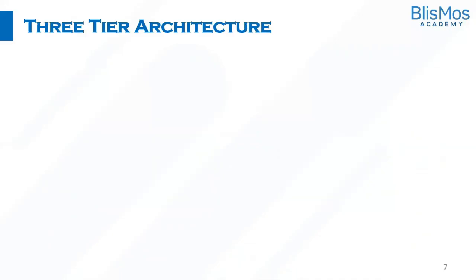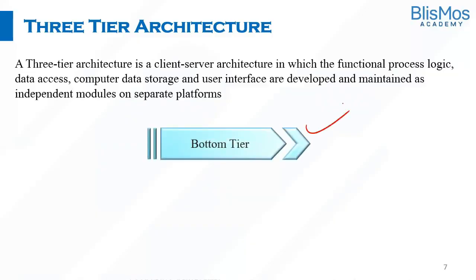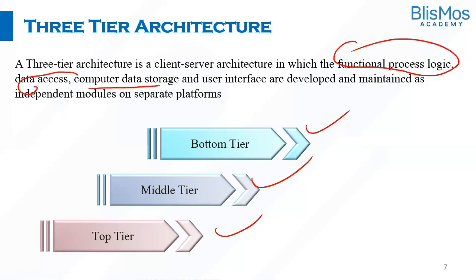So we have the three-tier architecture, where this whole process of getting the data, cleansing the data, storing the data in the data warehouse, and then presenting the data to end users is divided into three tiers. One is the bottom tier, the second one is the middle tier, the third one is the top tier. In the three-tier architecture, functional process logic, data access, computer data storage, and user interface are developed and maintained as three different platforms.